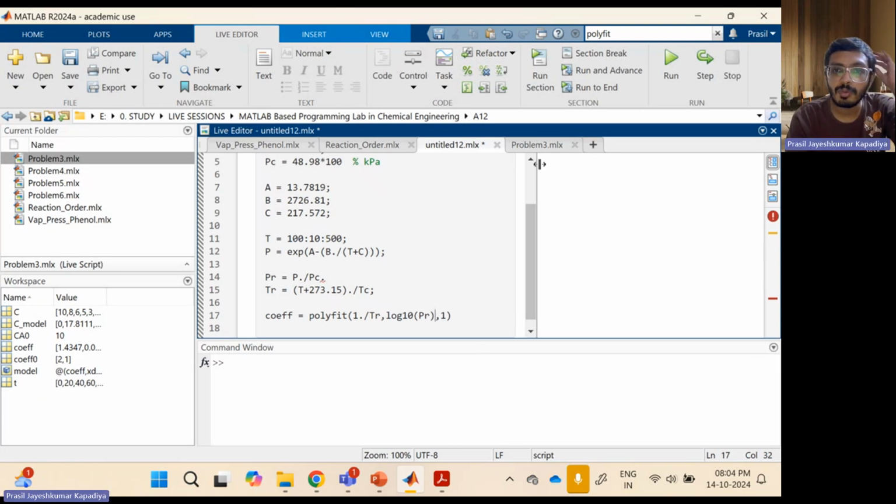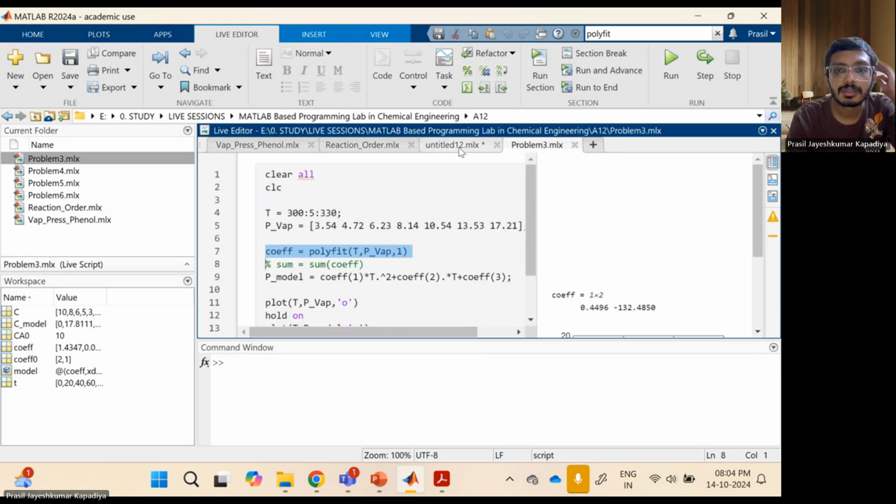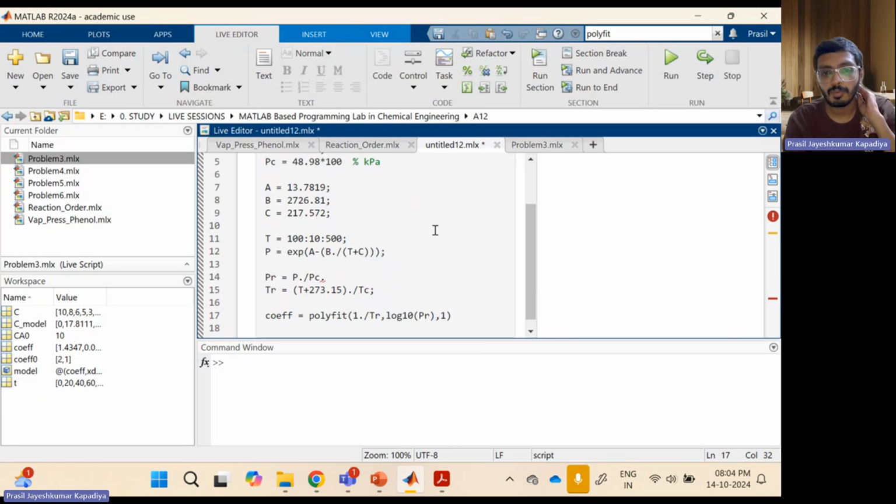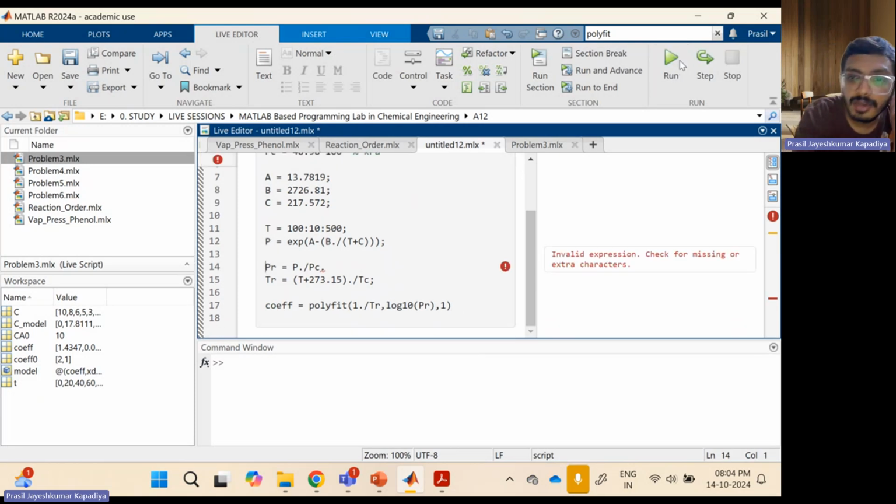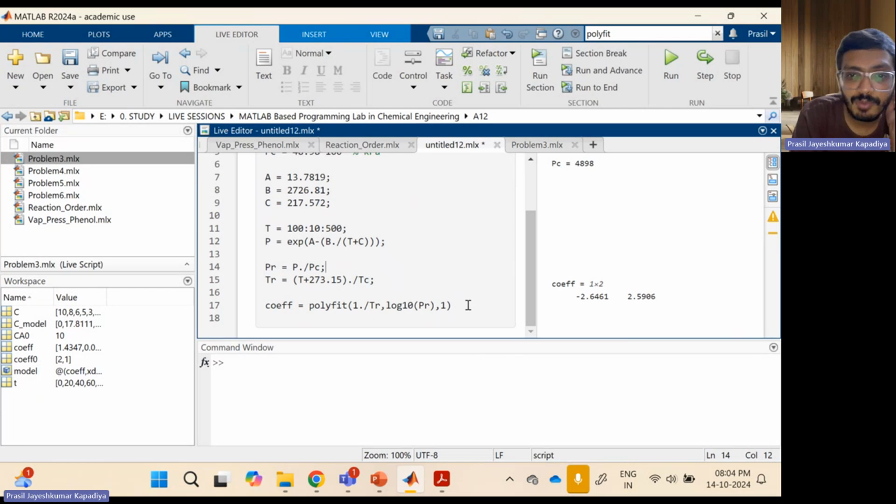No, I guess it is x comma y, not y comma x. Yeah, this is correct, x comma y. So what will I get? I will get the value of slope and intercept. So from here I got the coefficients.